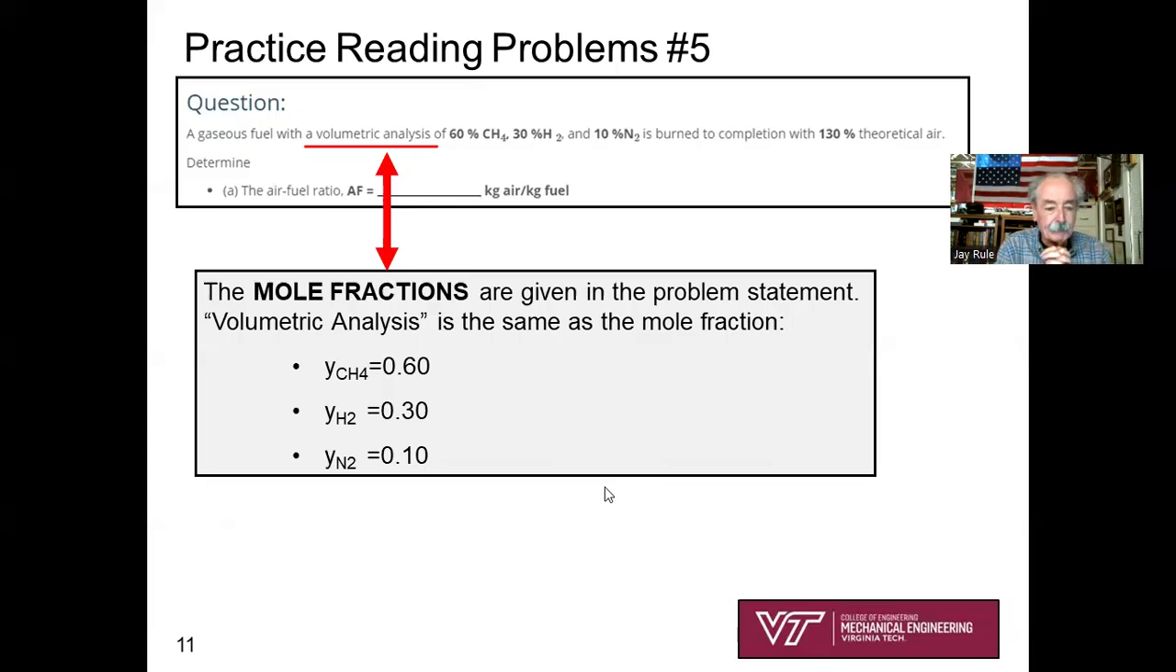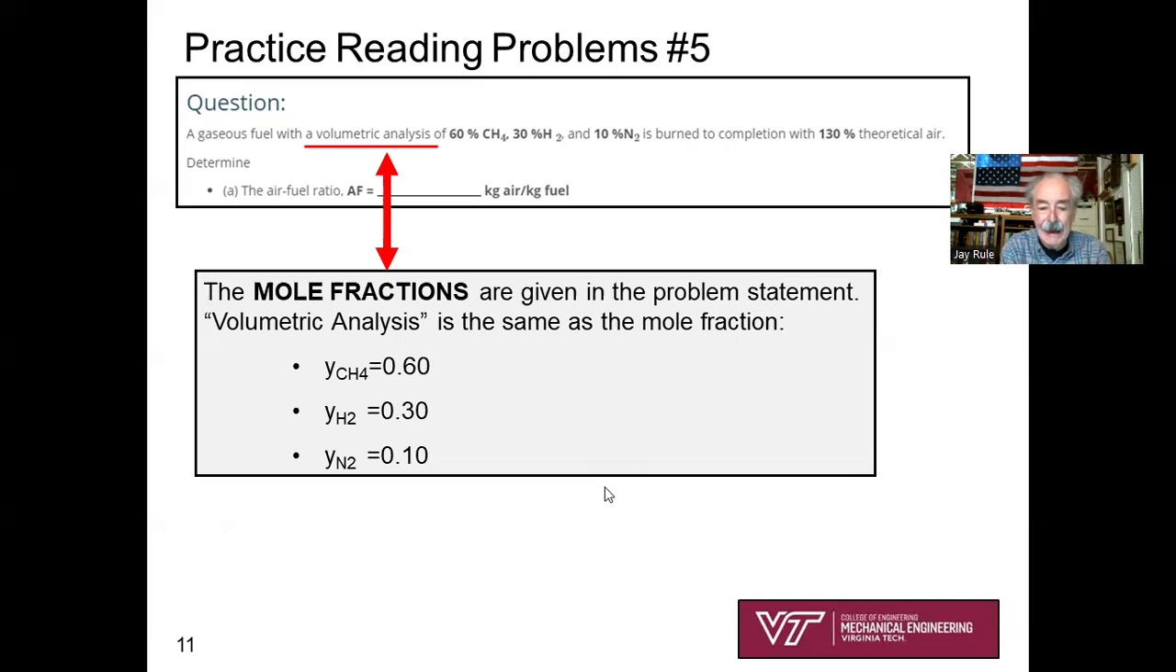Another example problem: a gaseous fuel with a volumetric analysis of 60% methane, 30% hydrogen, and 10% nitrogen is burned to completion with air. Well, so what's given? So the fuel, what's given with the fuel? Volumetric analysis, that's the mole fraction is given for the fuel.